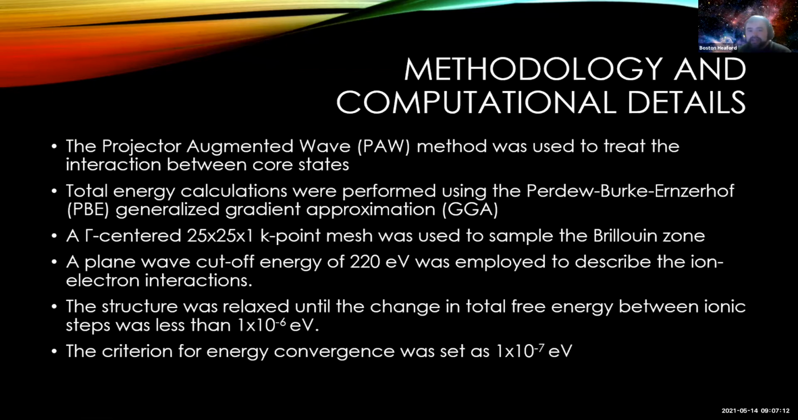A little bit more detail on the computation: I used the projector augmented wave method to treat the interactions. The total energy calculations were performed using the Perdew-Burke-Ernzerhof generalized gradient approximation. There was a gamma-centered k-point mesh of 25 by 25 by 1 to sample the Brillouin zone, and a cutoff energy of 220 electron volts. The structure was relaxed until the change in total free energy between ionic steps was less than 1 times 10 to the negative 6 electron volts, and the energy cutoff criterion was 1 times 10 to the negative 7 electron volts.